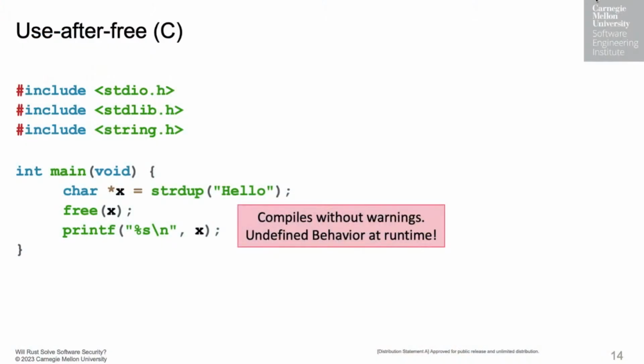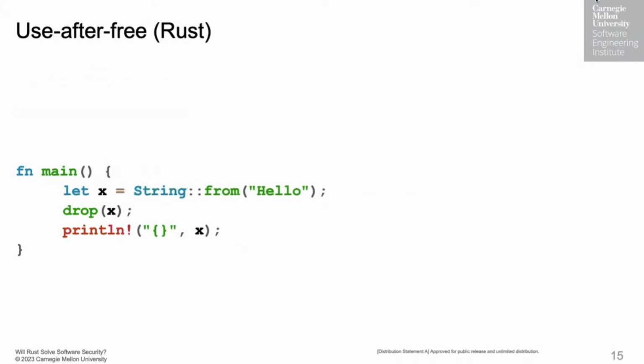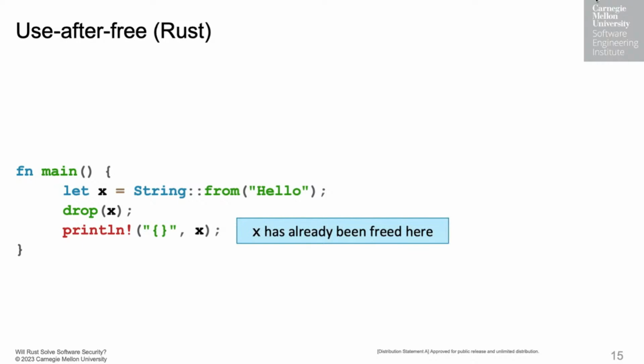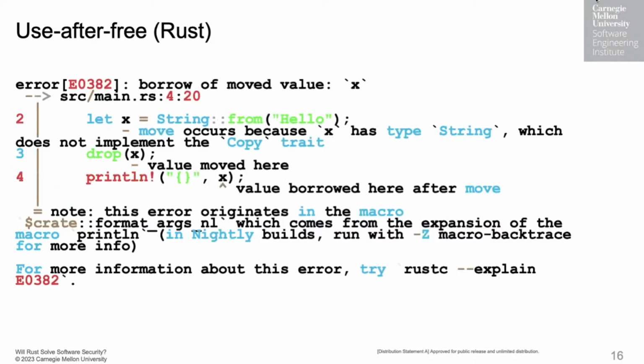And again, no compilers will catch this with their standard suite of warnings. Same bug in Rust. It creates a copy of the string on the heap, immediately deallocates it, then tries to print it. Again, that's use after free. And again, Rust catches us at compile time.